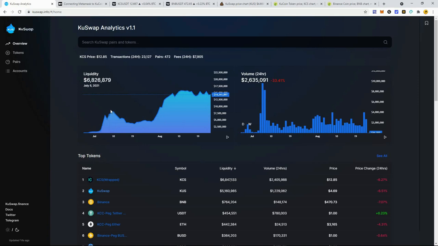You'll usually get a pump and then you'll have a little bit of a selling off period and then you'll get another run up. So I noticed this liquidity has been steadily rising, even though there's been some volatility here. And I've been watching the KuSwap token price, and it seems to have leveled out and seemed to have found a floor. And it looks like it's pretty stable right now.